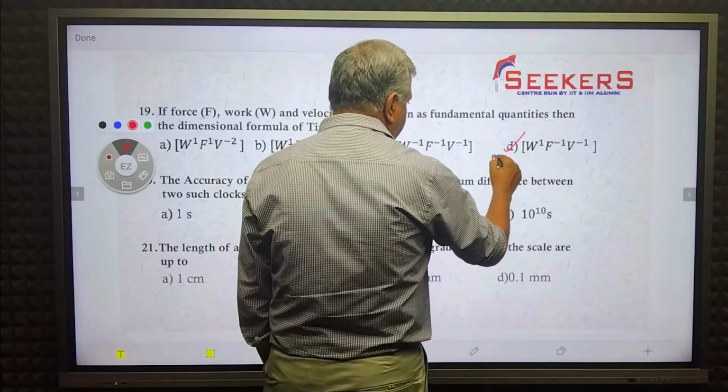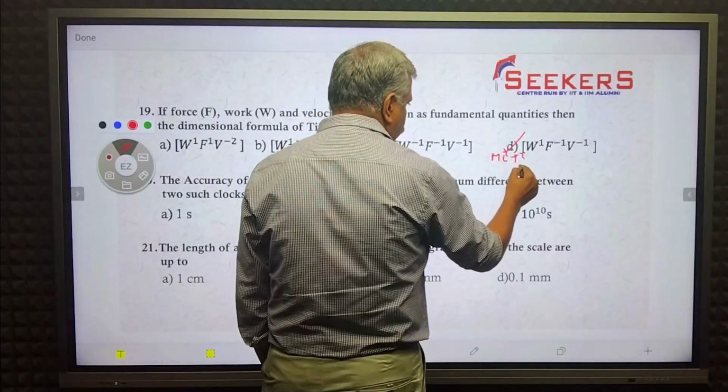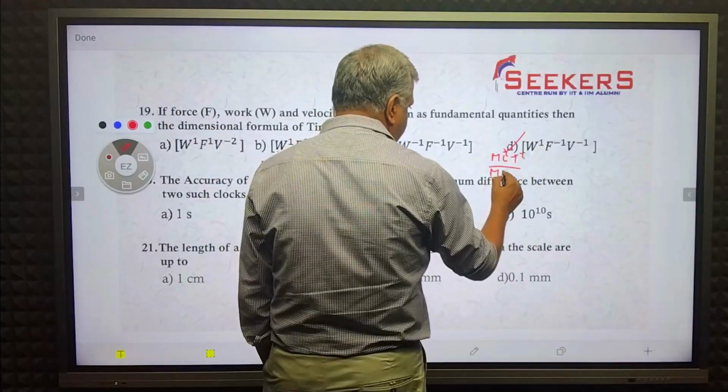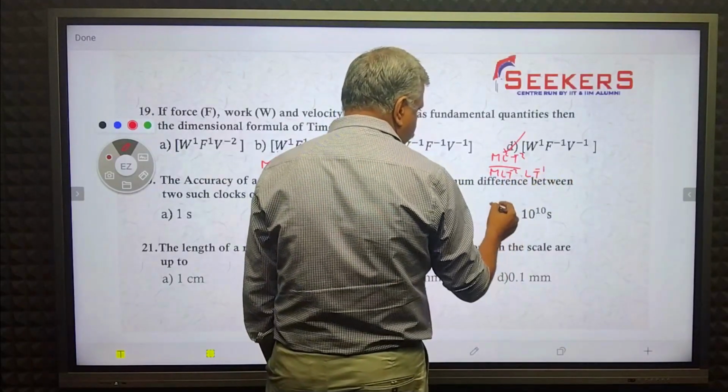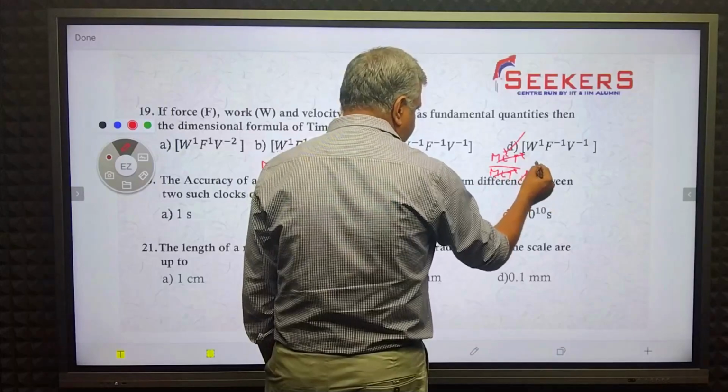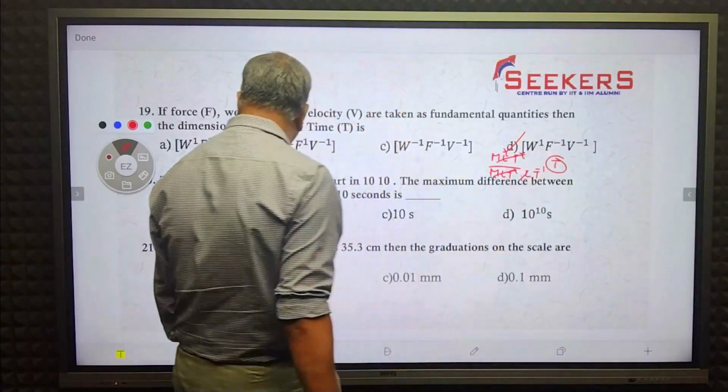Work is M L squared t power minus 2 divided by F, which is M L t power minus 2, into V power minus 1, so L t power minus 1. So this and this get cancelled, this goes up and you get time. So option D is the correct one.